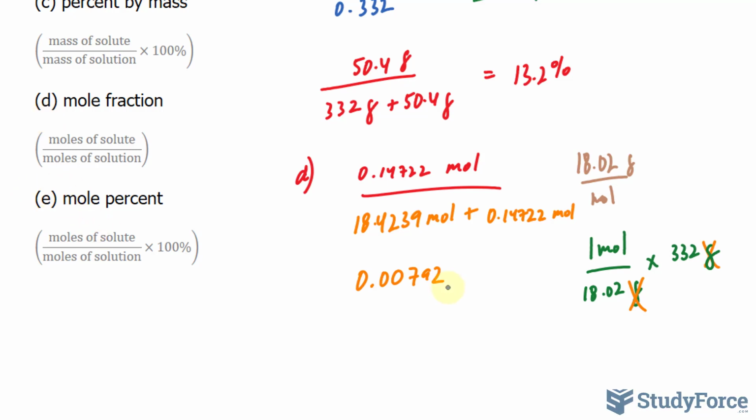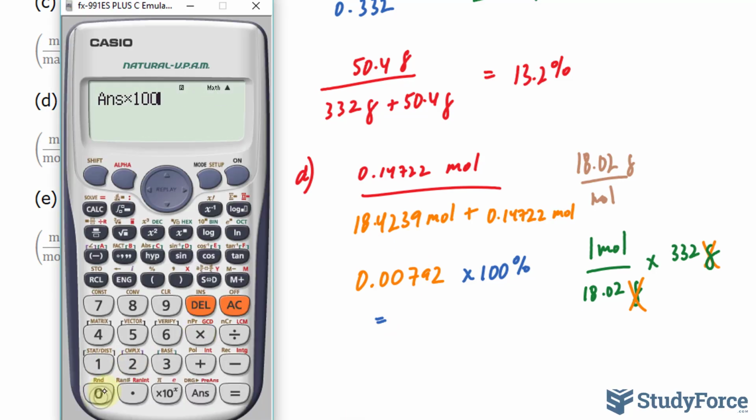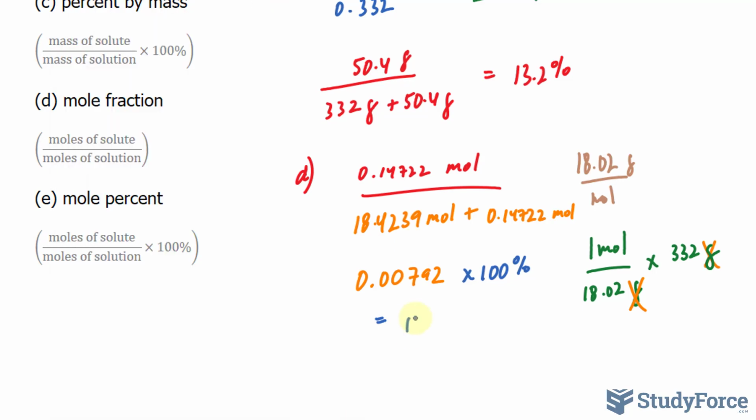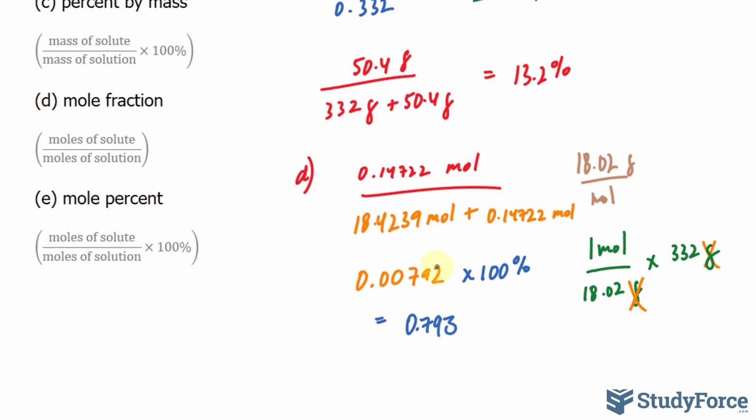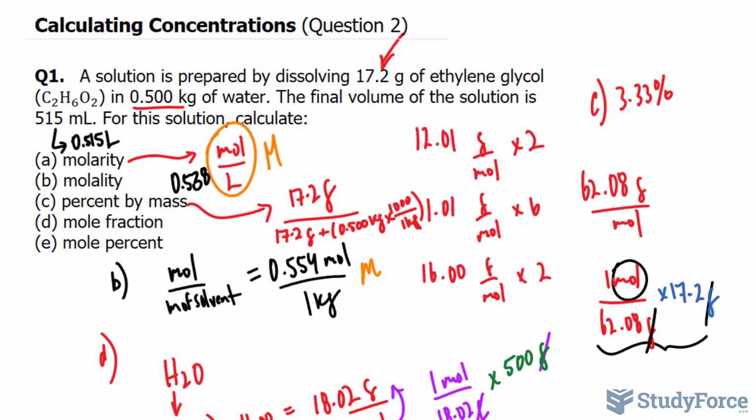And if we want the answer for E, we multiply this by 100%. That gives us the percentage. So multiply that by 100%, and we end up with 0.79 to 3 significant figures. And also, this should have been a 3 as well, because we were rounding to 3 significant figures. And there you have it. That is how to calculate different forms of concentration.